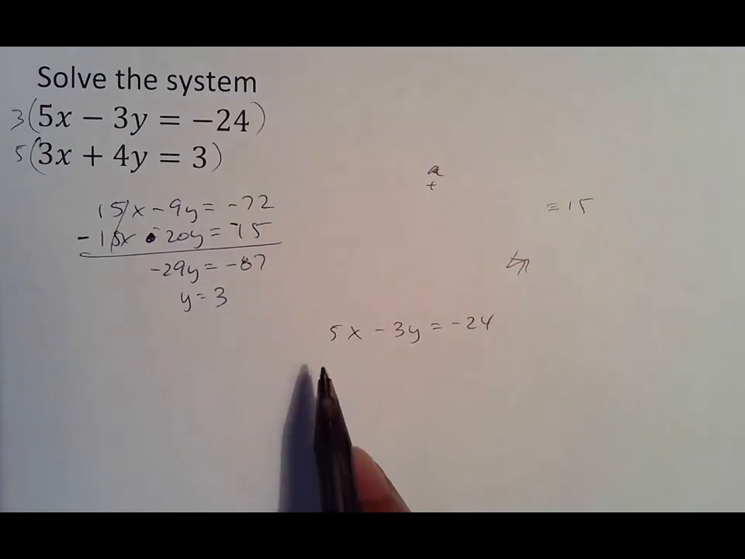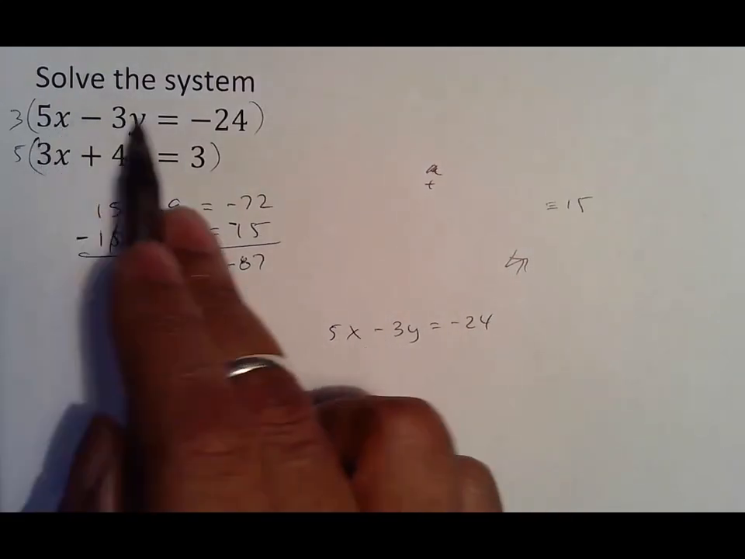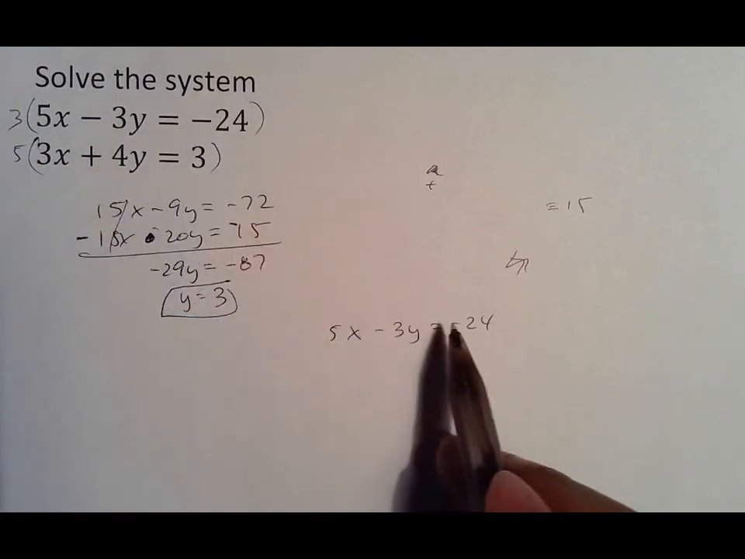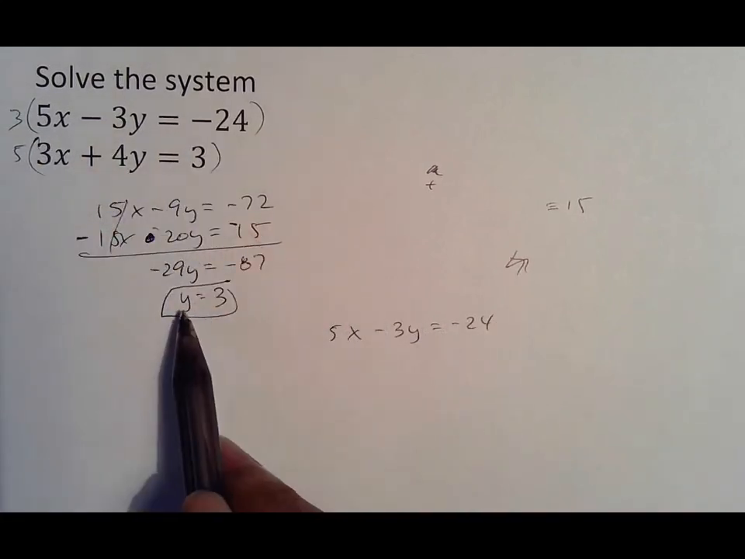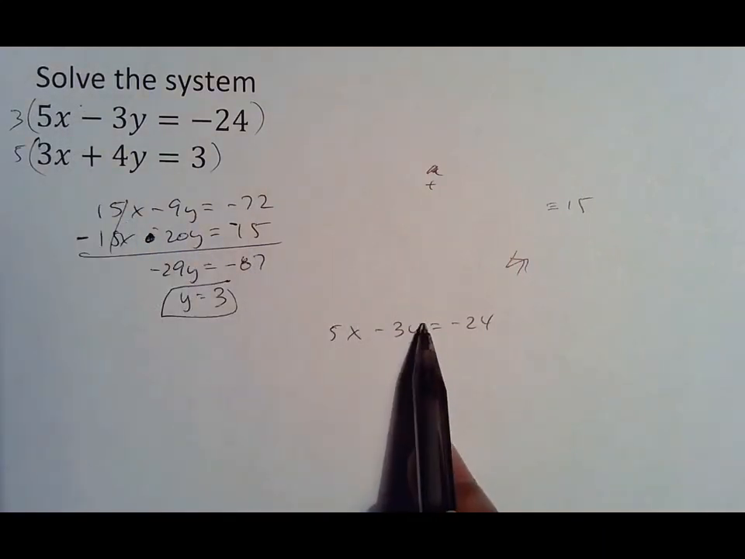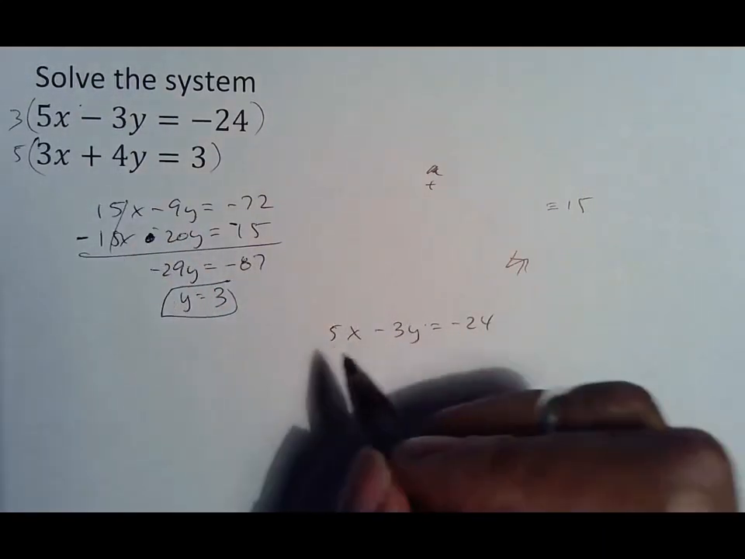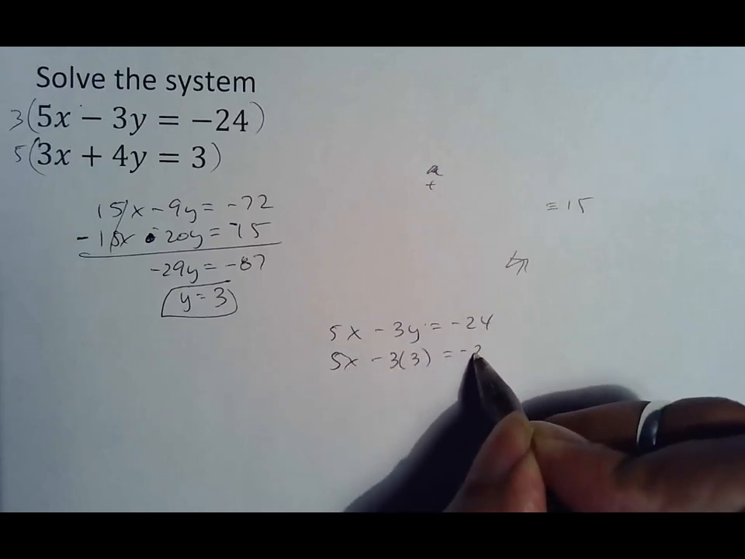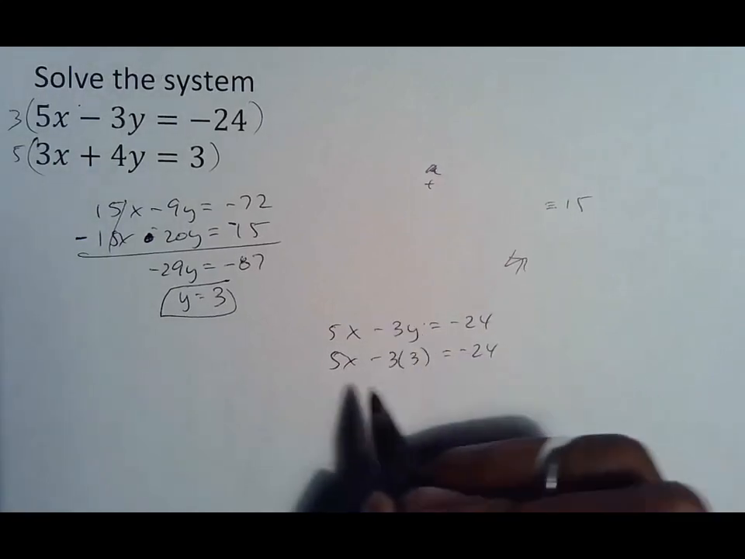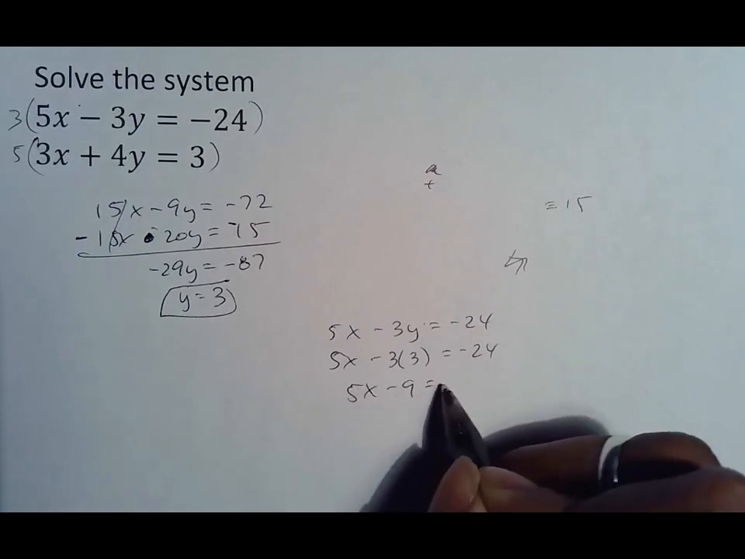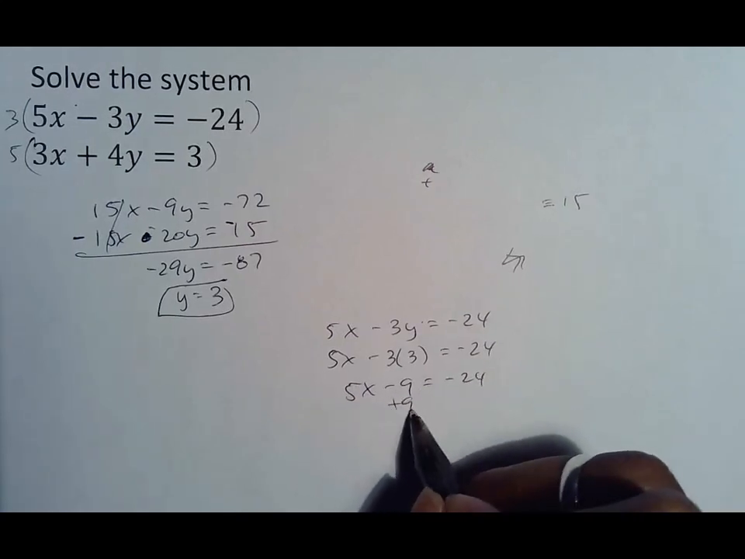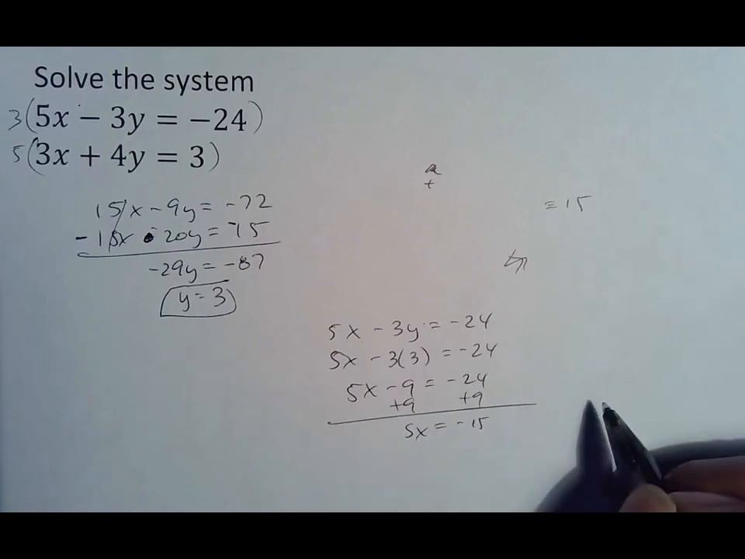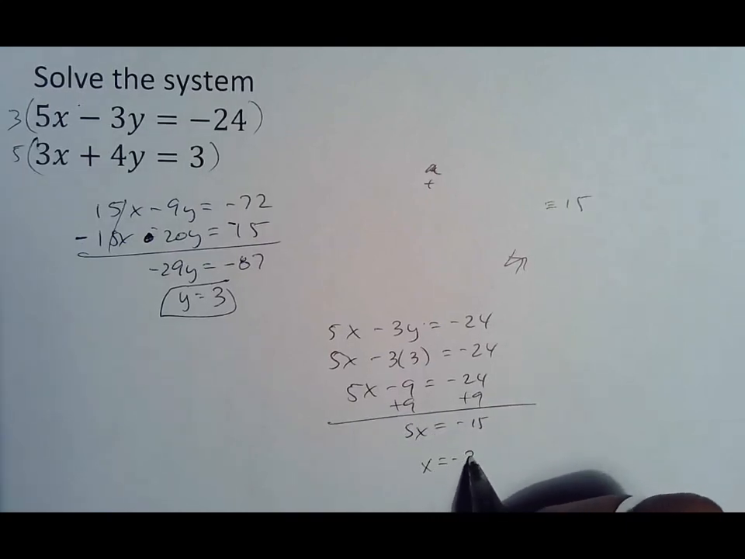But other than that, 5x minus 3y is negative 24. Remember, to get your second answer, you copy the first equation. This is the only new part of our learning, which is once you find it, copy the first equation. Either one works, and then simply plug in your value, because again, this is not a variable anymore. So 5x minus 9 equals negative 24. Add 9. I believe that makes 5x equals negative 15, and therefore x is negative 3.